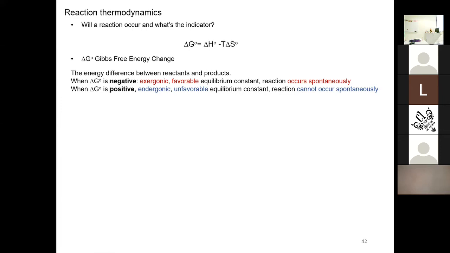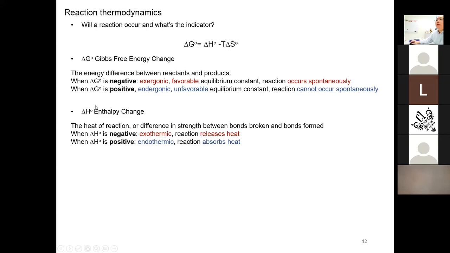On the other hand, if delta G is positive, it means that it's unfavorable, all right? It cannot occur spontaneously. It's a combined effect from delta H and delta S, but this is the golden indicator for whether a reaction will occur or not. We also have the heat of the reaction, which is the enthalpy change. This only determines whether a reaction releases heat or absorbs heat. When it's negative, it releases heat, and when it's positive, it absorbs heat.